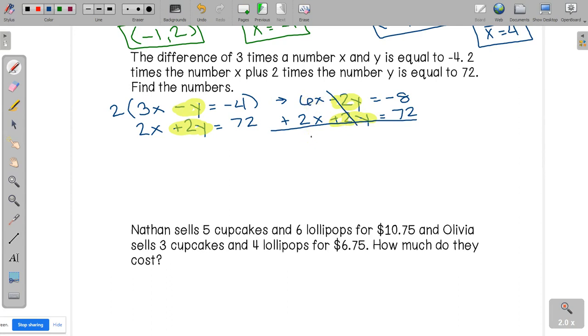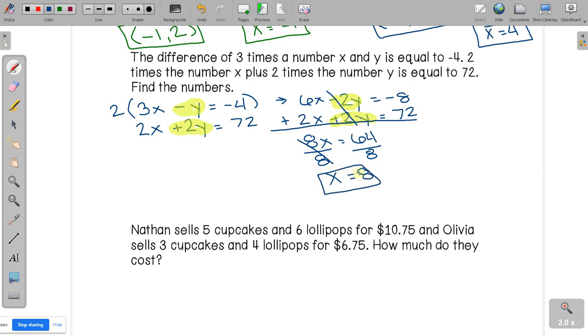6x plus 2x gives us 8x. Negative 8 plus 72 gives us 64. Divide both sides by 8. Cancels out. x is going to equal 64 divided by 8, which gives us 8.